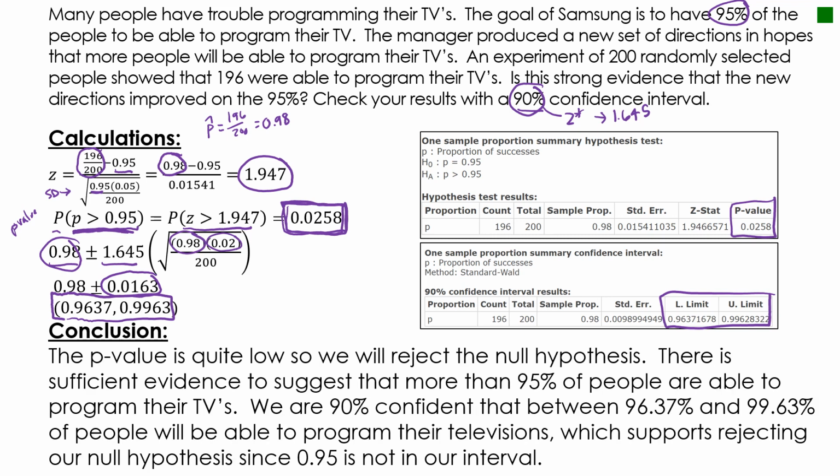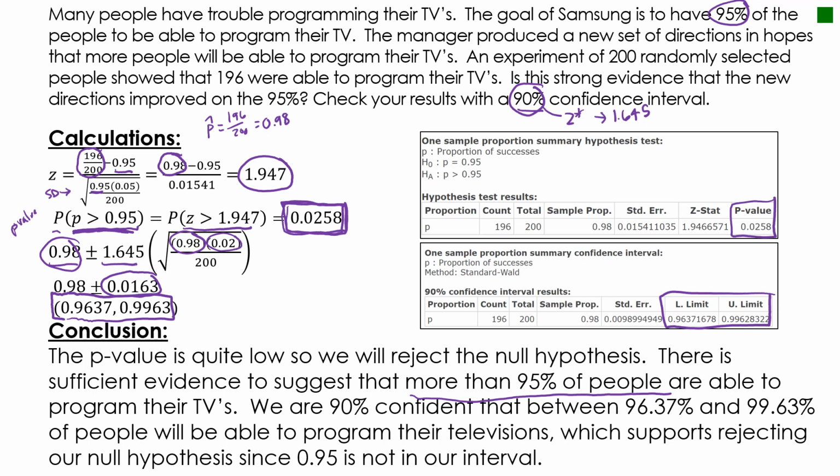What's my conclusion? Well, the p-value is low. It's much lower than 5%. So if I don't tell you an alpha, assume 5%. So I'm going to reject the null. There's sufficient evidence that more than 95% of people are able to program their TVs. Again, that's just the alternative hypothesis.